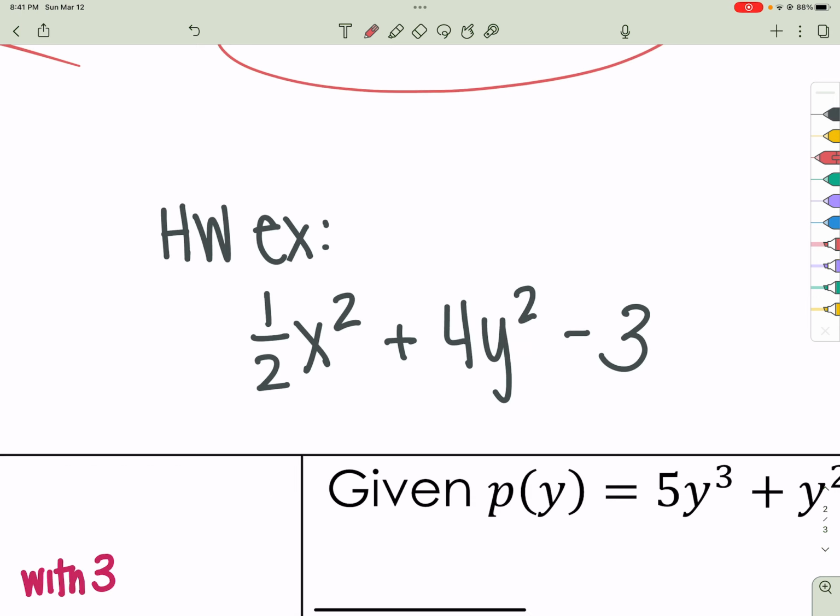So here's one from your homework that I wanted to add in. 1/2 x squared plus 4y squared minus 3. Now this actually is a polynomial.